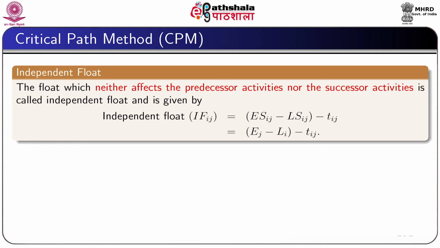Independent float. If the float neither affects the predecessor activities nor the successor activities, then it is called an independent float. An independent float IFij is given by ESij minus LSij minus Tij, which is equal to Ej minus Li minus Tij.